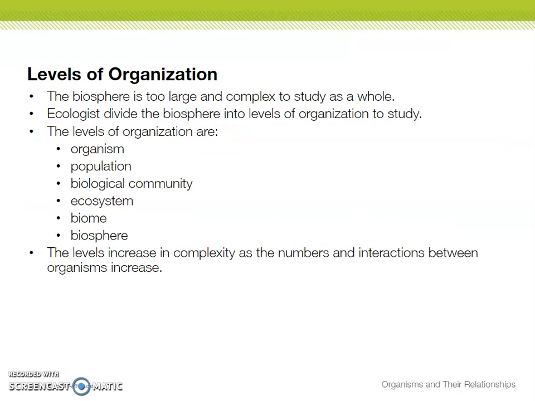Levels of organization. The biosphere is too large and complex to study as a whole. So, ecologists divide the biosphere into levels of organization to study. The levels are organism, population, biological community, ecosystem, biome, and biosphere. The levels increase in complexity as the numbers and interactions between organisms increase.